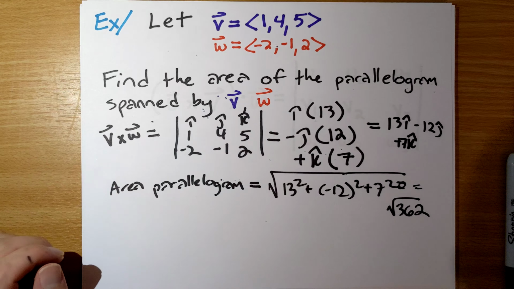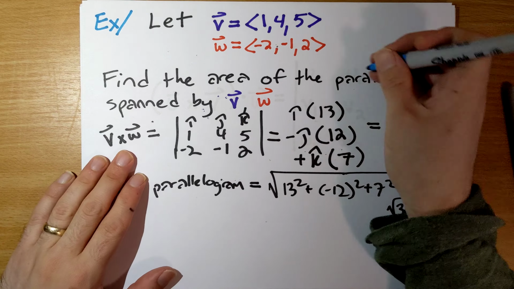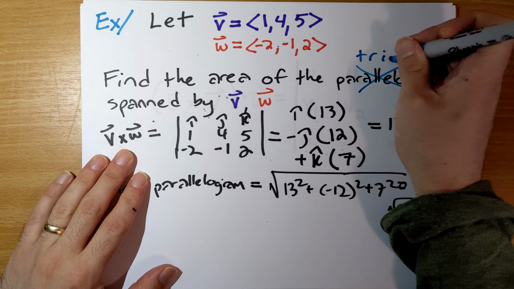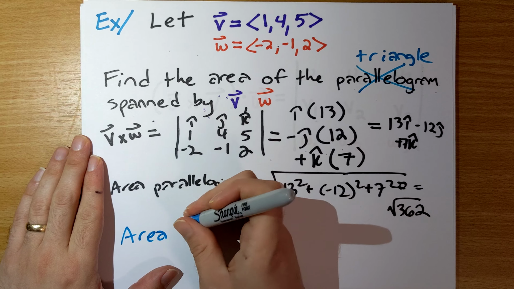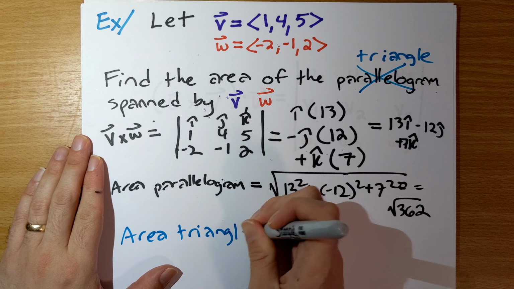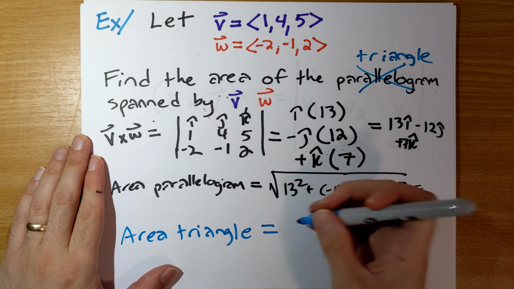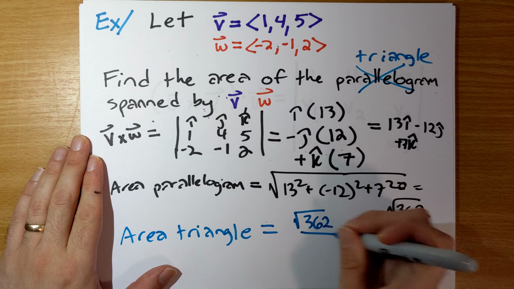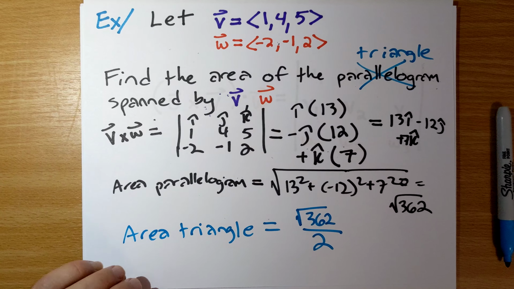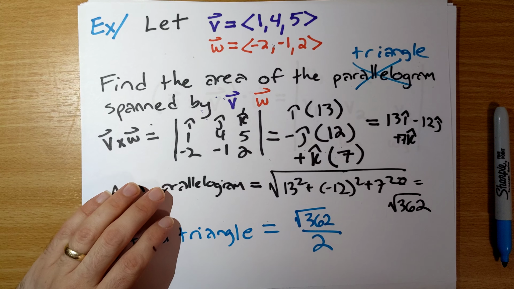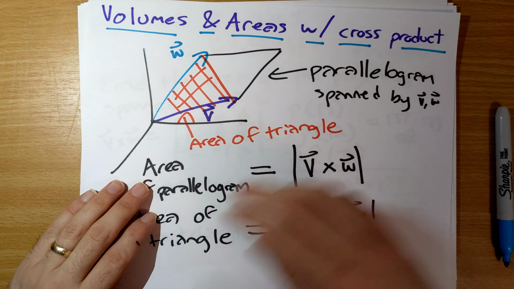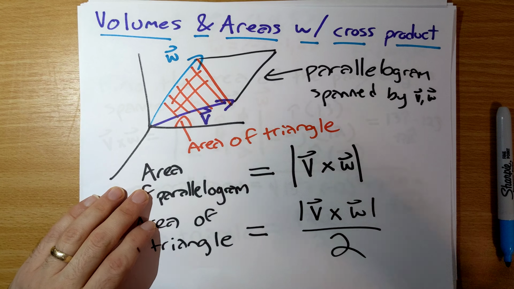To finish off this example here, if I had instead asked for a triangle, I could have asked that question instead. Make sure you pay attention to which question I'm asking here. The area of the triangle would just be the square root of 362 divided by 2. Okay, so that is the area calculations, areas of parallelogram and triangle.